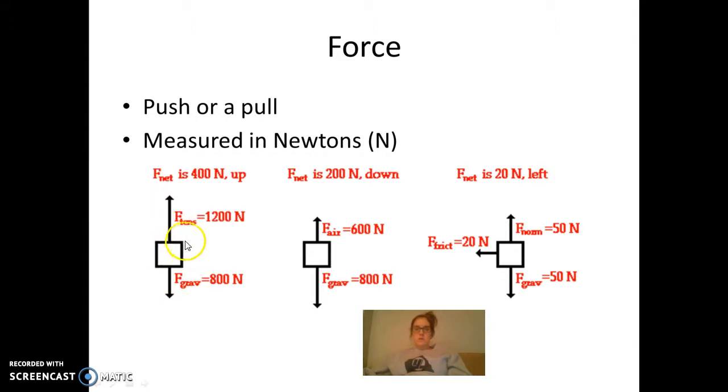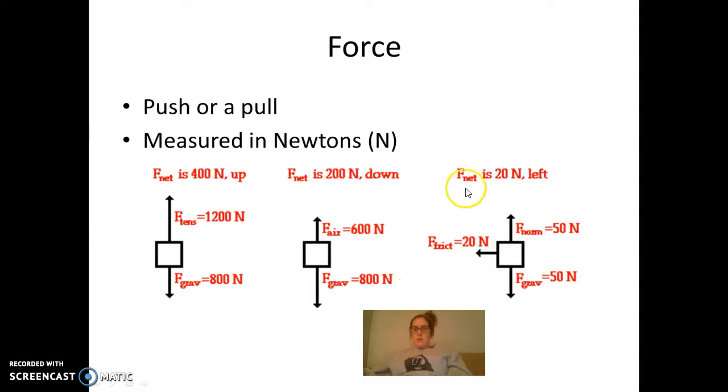So in this first example, you have a force of 1200 newtons up, and then the force of gravity, 800 newtons downward. Because these arrows are in opposite directions, you're going to subtract them. Your net force would be 400 newtons up. Why up? Because that was the bigger force.